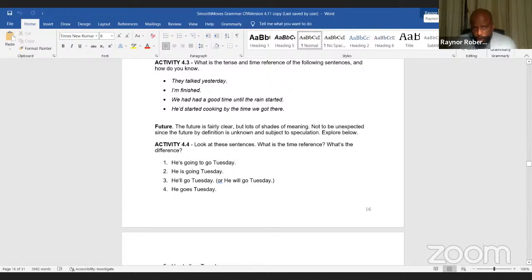2 is just a fact. That's what's planned. Whereas 1 is very convicted and intentional. 3 is also intentional, but it's not as strong as 1.